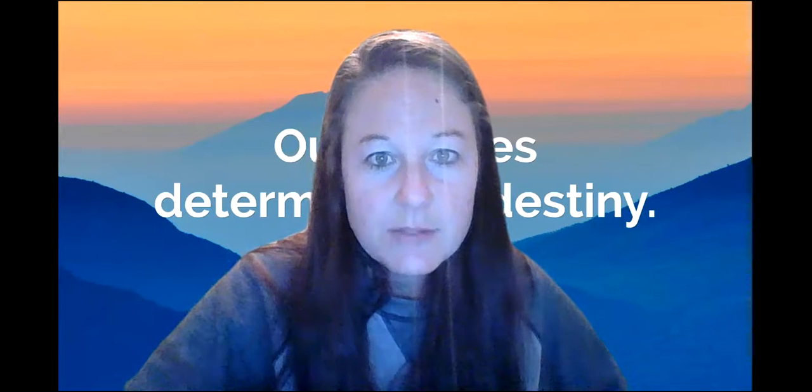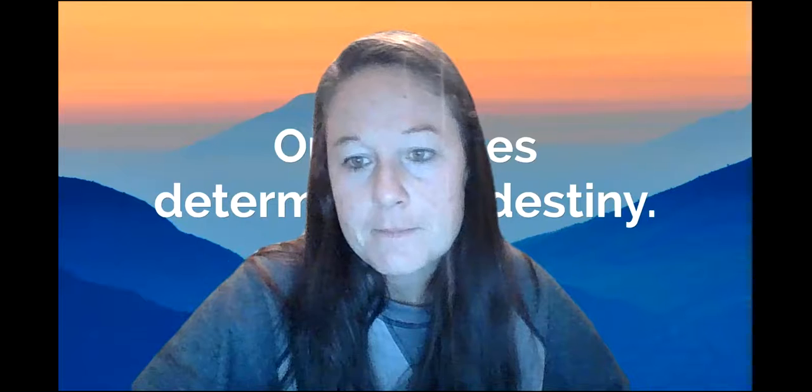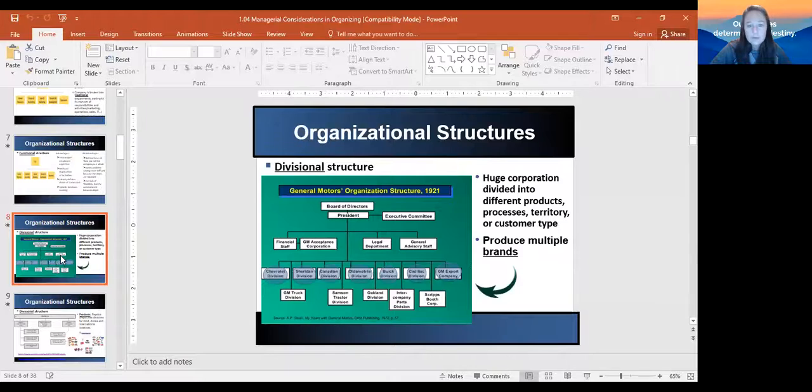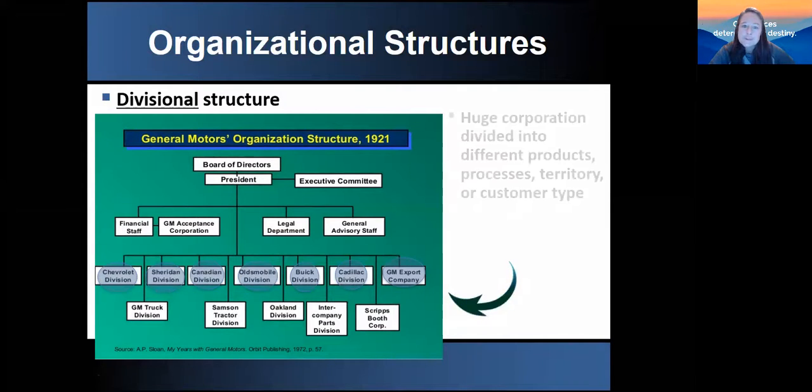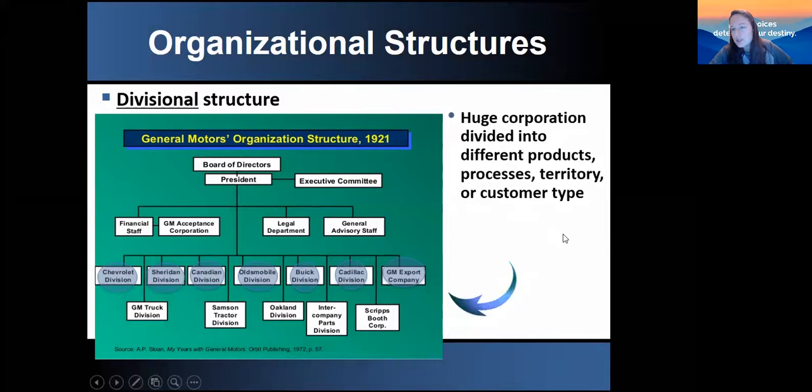All right, so some new material. Today we got into divisional structures. So these are those huge multinational corporations. I used GM for one of these examples, General Motors. They've got several different divisions, Buick, Cadillac, Chevrolet, Sheridan, and they've got also different divisions in multiple countries. So it's a huge corporation that's divided into different products, maybe different countries, types of customers, and they also produce multiple brands.